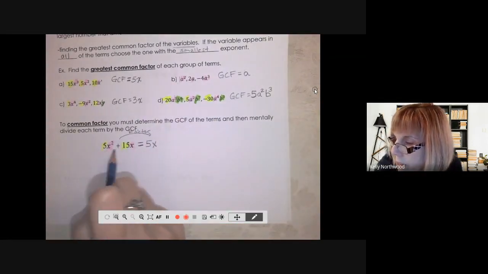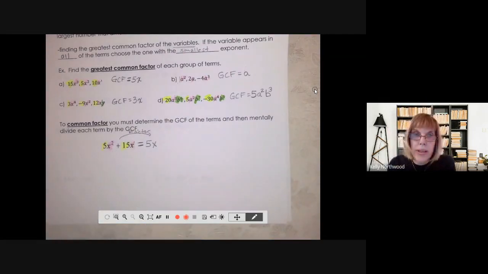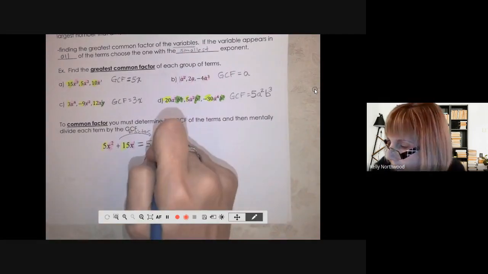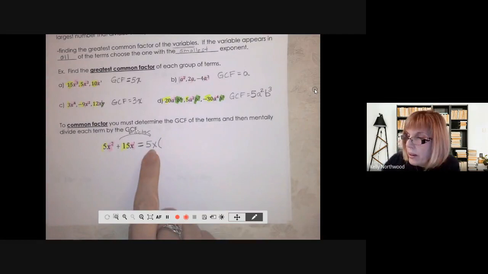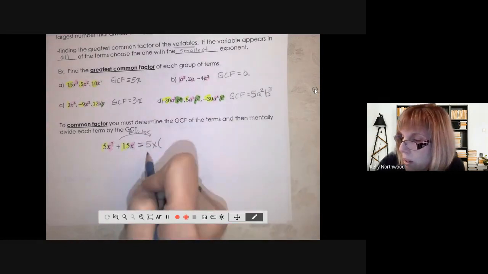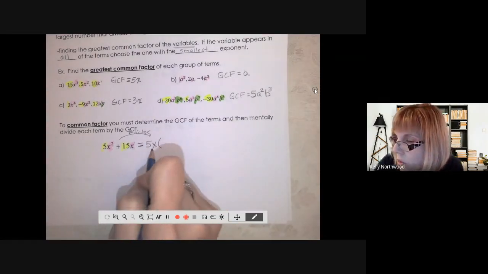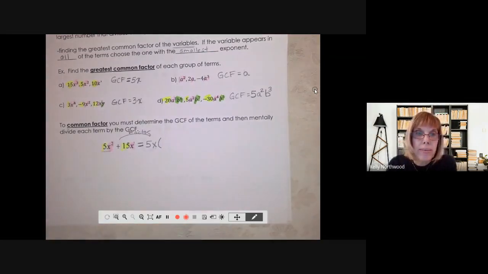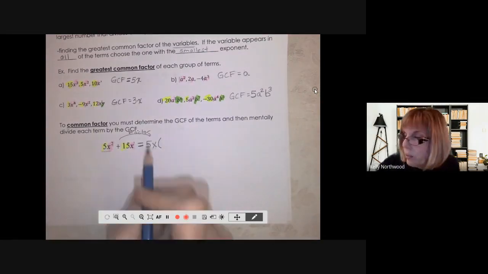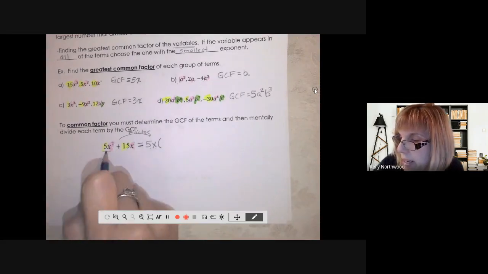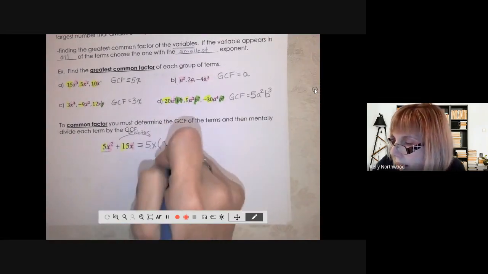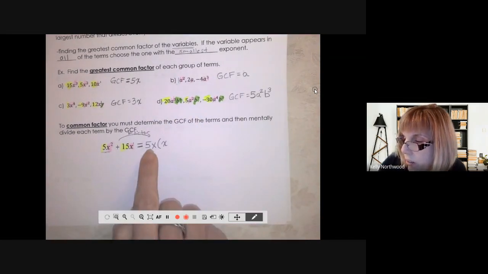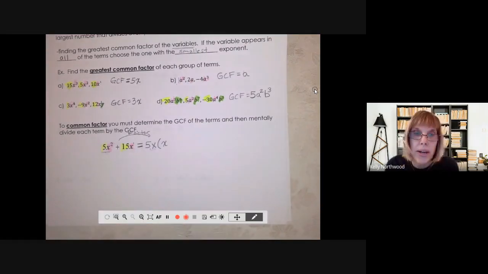And the smallest power of x is 1. So there's our greatest common factor. And now we want to figure out what goes in the bracket. In order to do that, there's two ways of looking at it. What do I need to multiply 5x by to get 5x squared? That's the way I usually look at it. That's x. And then I could check: 5x times x is 5x squared.